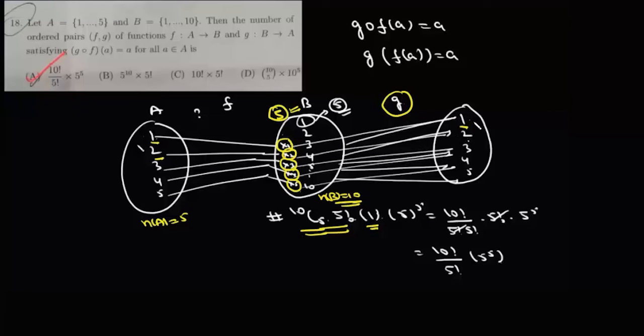Now for each element, we have 5 choices. For the first element, we have 5 choices. For the second one, we have 5 choices. So it will be 5 into 5 into 5, 5 times. So then it will be 5 to the power 5. So the total number of ways of doing it is 10C5 factorial 5 into 5 to the power 5. And if you want to solve it, it will be factorial 10 upon factorial 5, 5 to the power 5. And that's your option A.